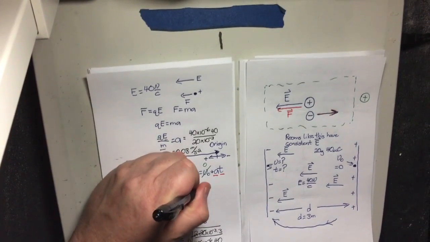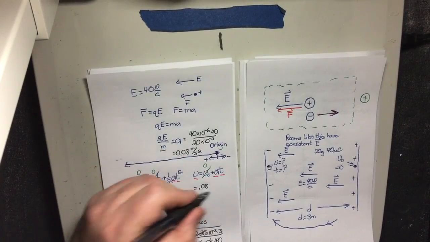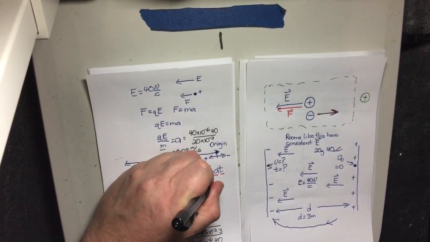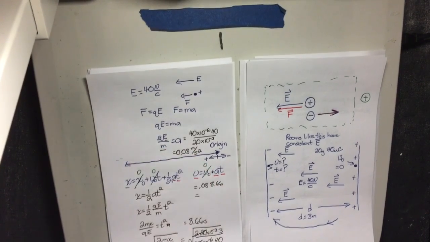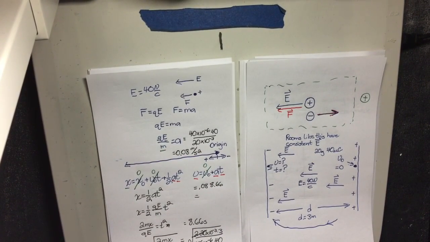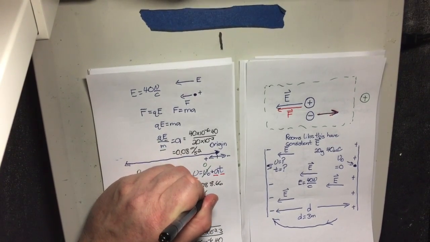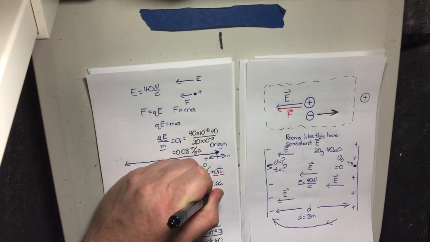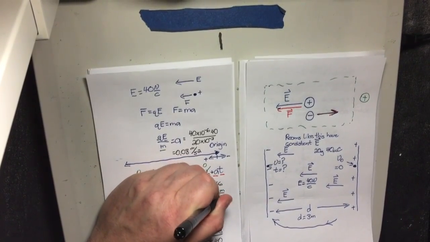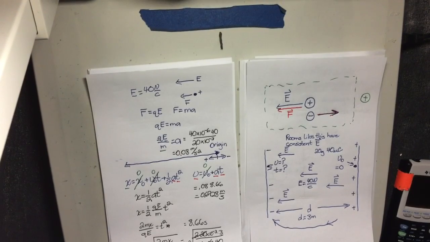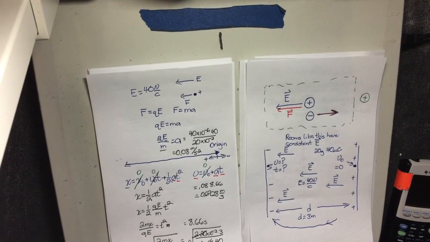So our final velocity is 0.08. The time is 8.66. And we get a velocity of 0.69. Now let's just write it out in full. 0.6928 meters per second.